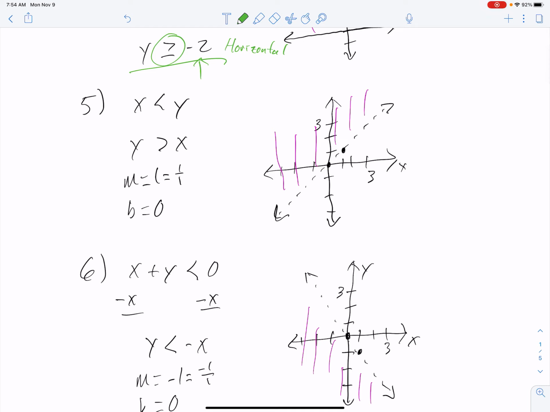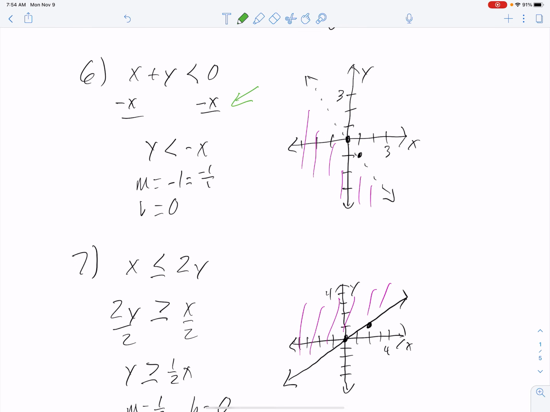Number 5, I took the time to flip so it's in the form that we're most used to. Now this time it's only greater than, so I know that I'm going to need a dashed line. I can see my slope is 1, or 1 over 1. My y-intercept is 0, so I graph my y-intercept. I go up 1 to the right 1, graph my second point, sketch my dashed line, and then again, since it's greater than, I will shade above.